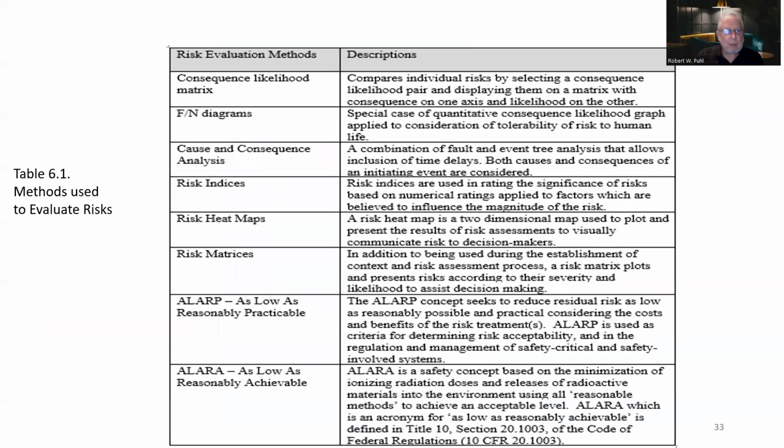And then these are some more methods used to evaluate risk. Consequence likelihood matrix compares individual risks by selecting a consequence likelihood pair and displaying them on a matrix with consequence on one axis, likelihood on the other. Duh, where have we heard that before? All right, I'll let you look at these. I'm not going to read them all. Heat map is really the same thing as the risk matrix. So these aren't real different, most of them.